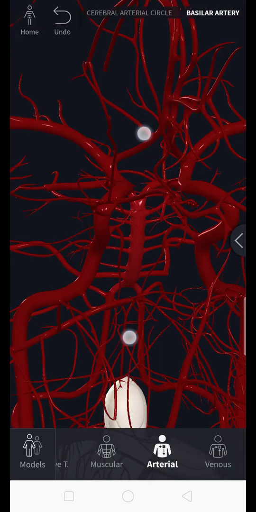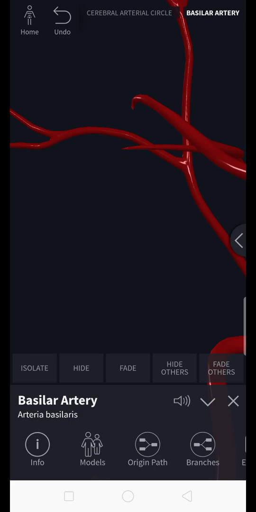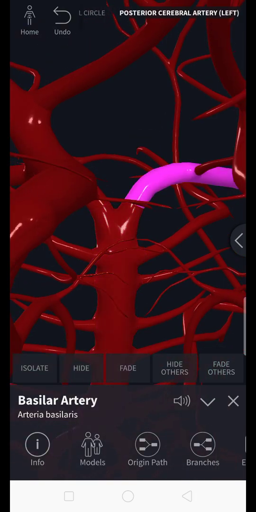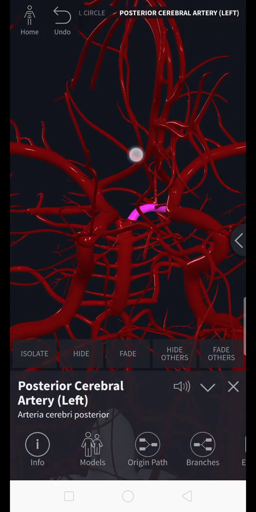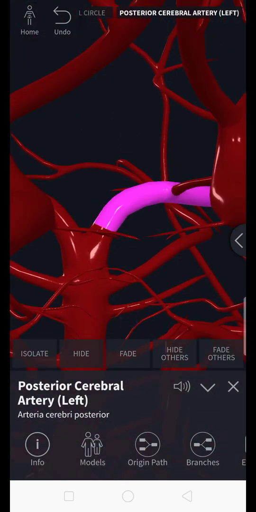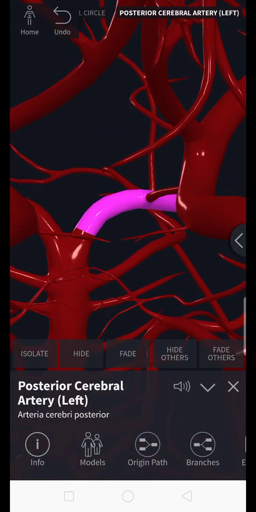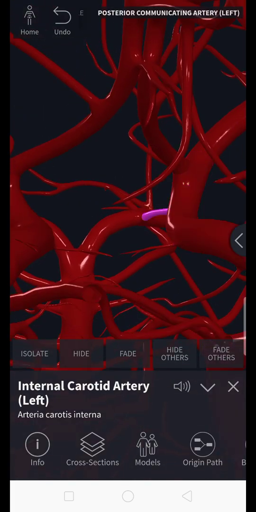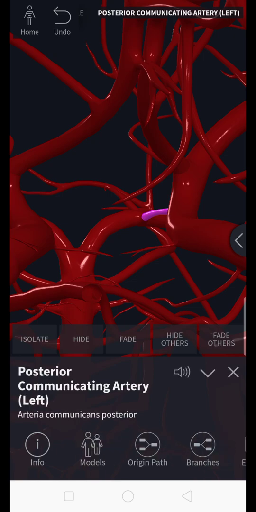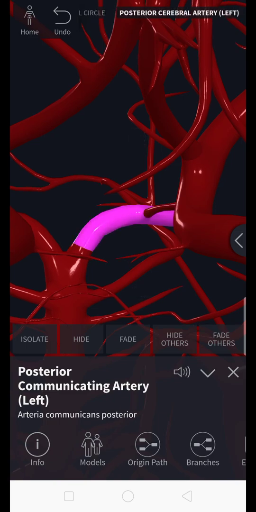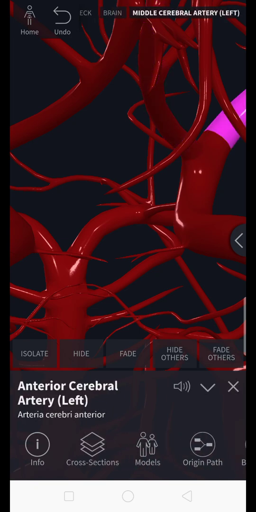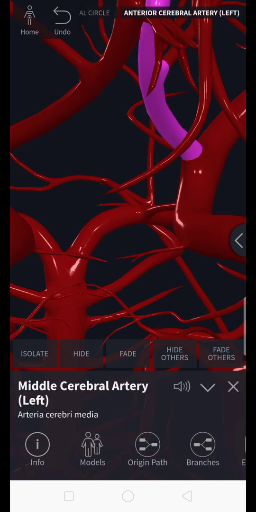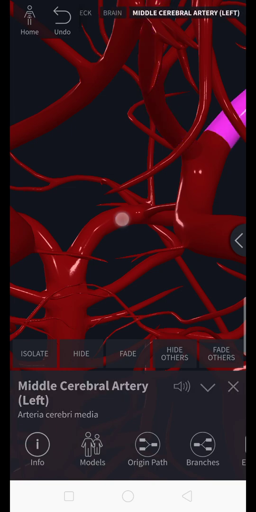Now the basilar artery continues and forms the posterior cerebral artery. This is the posterior cerebral artery, which is the continuation of the basilar artery. The posterior cerebral artery and internal carotid artery are communicated by the posterior communicating artery. After this, we will show the circle of Willis, which is the major blood supply of the brain. So this is the posterior cerebral artery, this is the anterior cerebral artery, this is the middle cerebral artery.